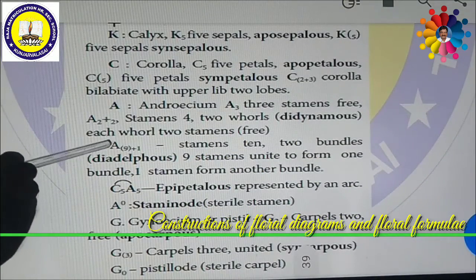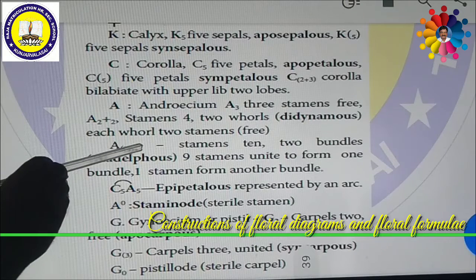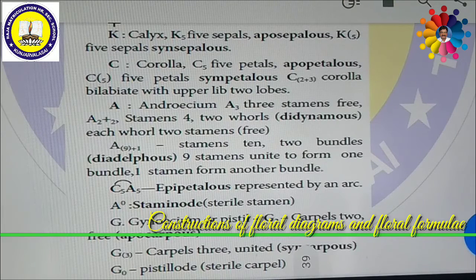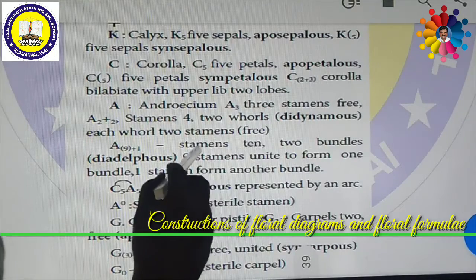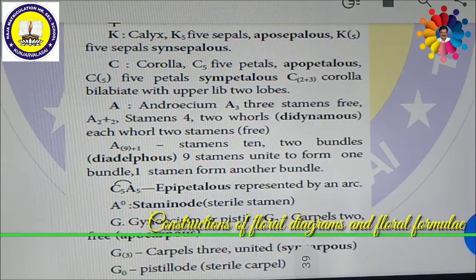Androecium, 9 stamens fused together to form a bundle and 1 filament is 1 bundle. So all 9 together fuse. That means A (9) bracket plus 1 free. Out of 10 stamens, 2 bundles, they are diadelphous. 9 stamens unite together to form 1 bundle and 1 stamen is free. So this is the second bundle. So this is called diadelphous.